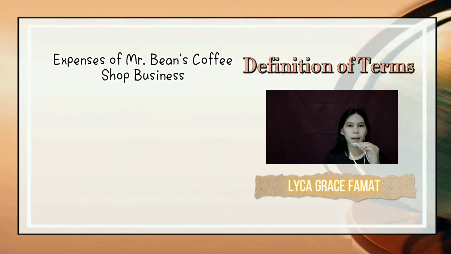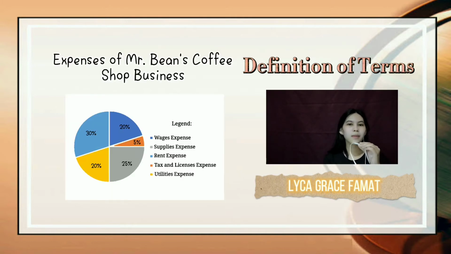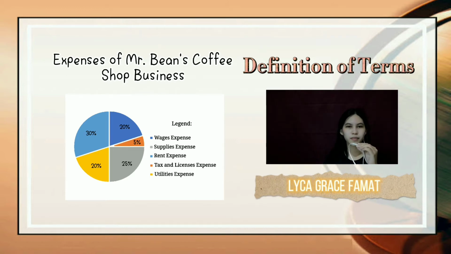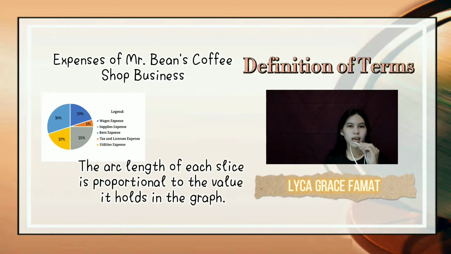We have here a sample illustration. It is the pie graph of the expenses of Mr. Bean's coffee shop business. As we can see in the graph, the smallest slice, which covers 5% of the expenses, is the tax and licenses expense, while the biggest slice, which covers 30% of the expenses, is the rent expense. It clearly shows that the arc length of each slice is proportional to the value it holds in the graph.